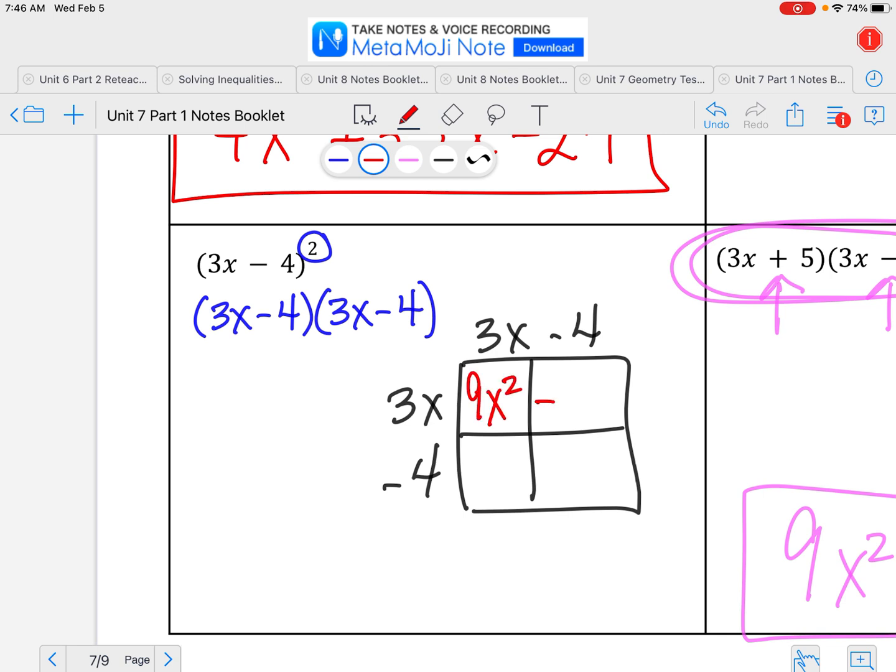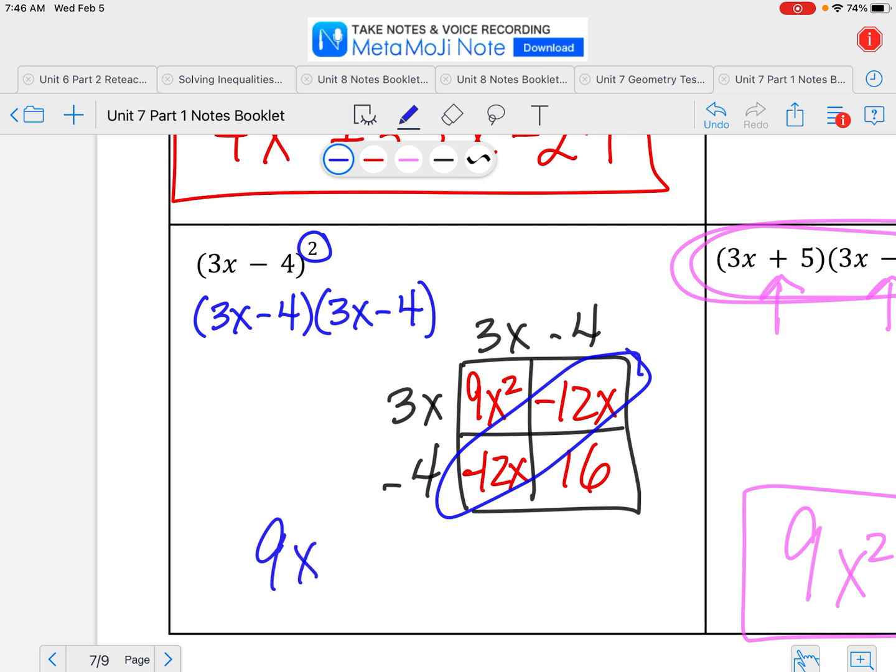9x squared minus 12x minus 12x plus 16. You'll notice that your like terms are identical. So the x term just gets doubled. And there's your answer.